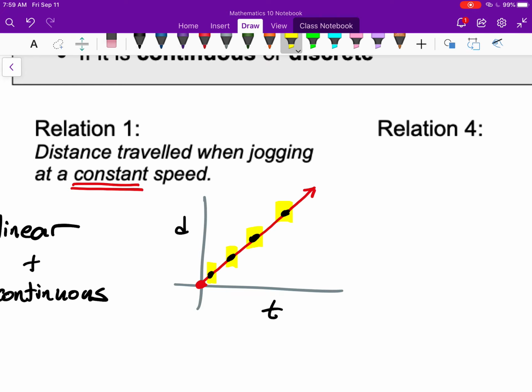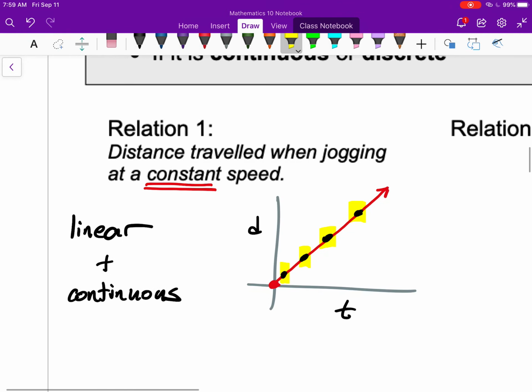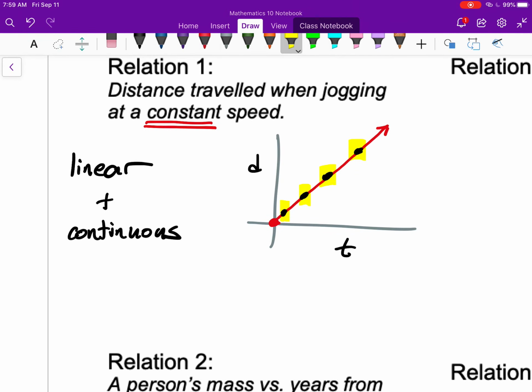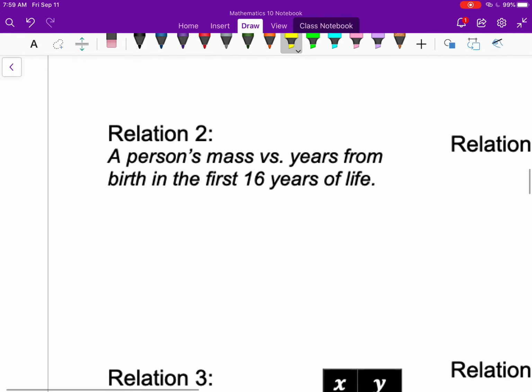Whereas in the example I talked about a couple minutes ago about the number of people attending a party and the cost, in that scenario, discrete data made complete sense. All right, so in this example, this is definitely a linear relationship, and it's definitely continuous. Let's look at relationship 2.